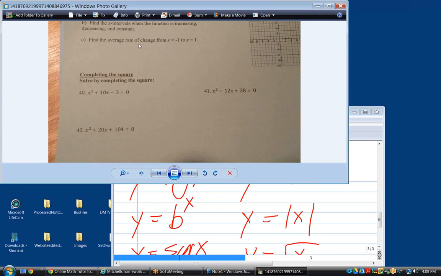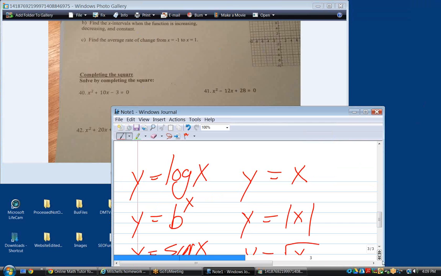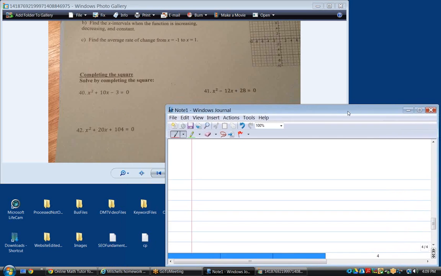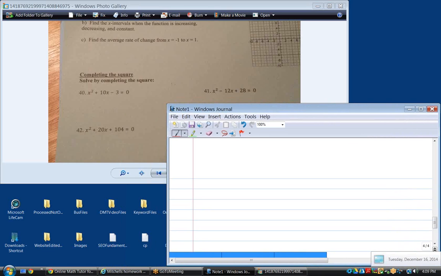All right. We want to do some of these completing the square. Yeah. I just left a student's house, and I saw these same problems.